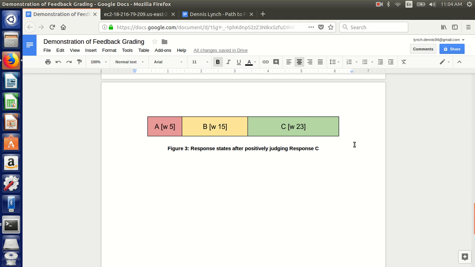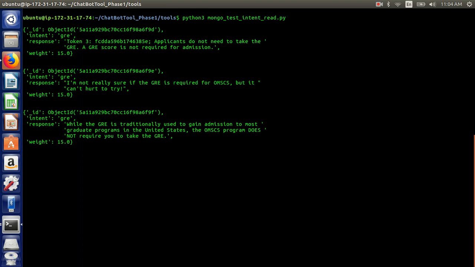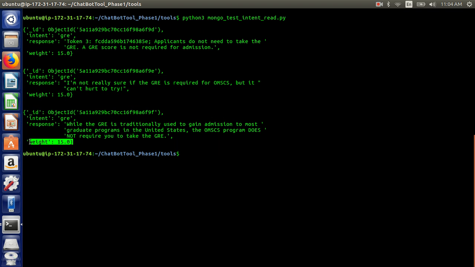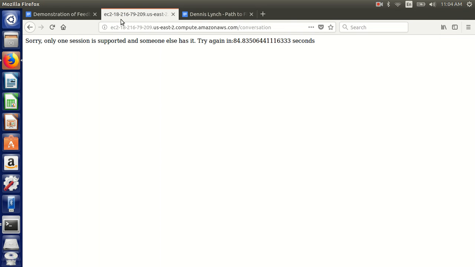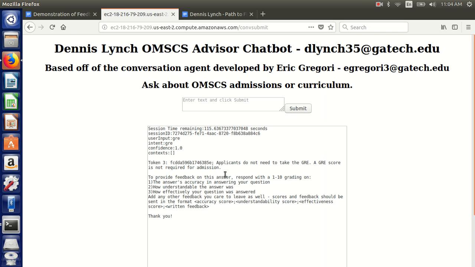To assist in weight visualization, I've written a script to retrieve answers from the database for the topic GRE. If we were to run this script, we would see that initially, all 3 answers have a weight of 15, meaning that they are all equally likely to be chosen. Now, if we were to go to the conversation portal for our agent and type in GRE, we would get one of those 3 responses chosen at random. As we can see here, that is the response.